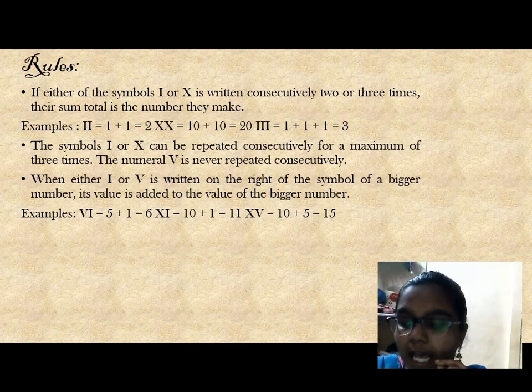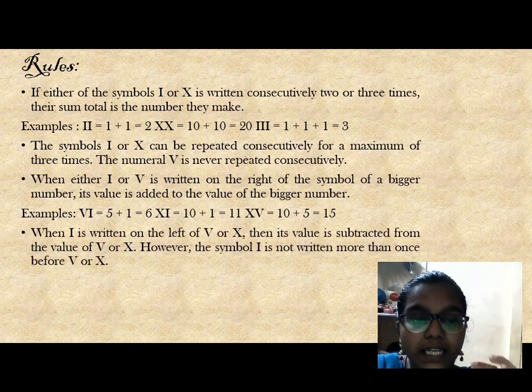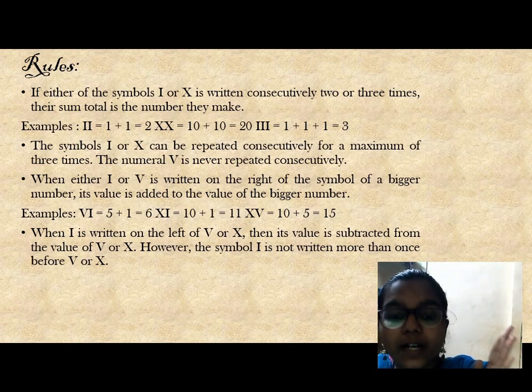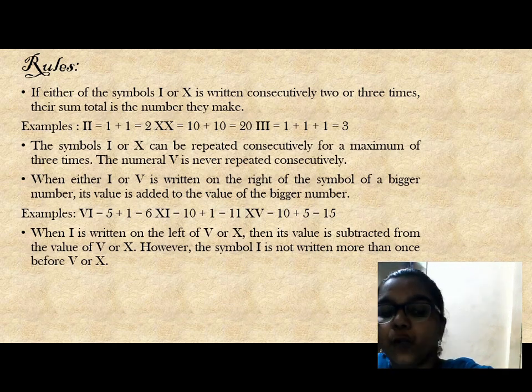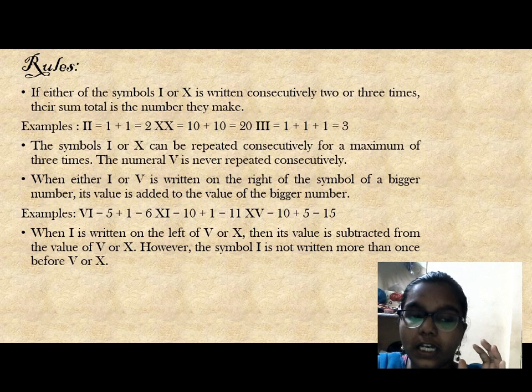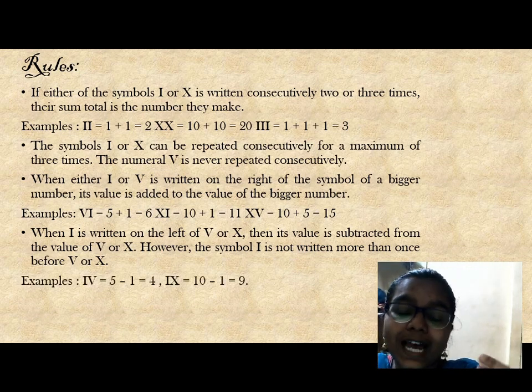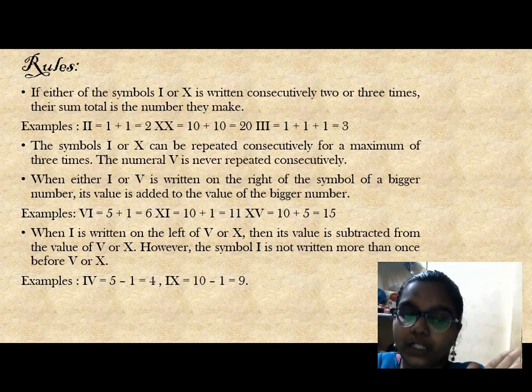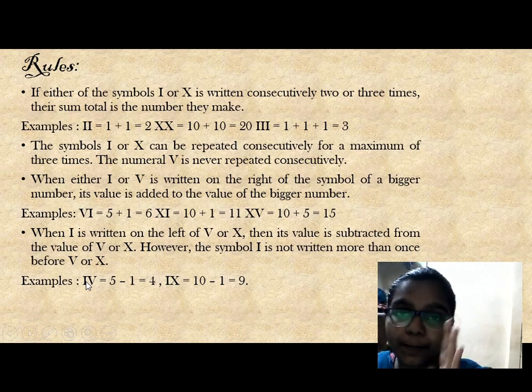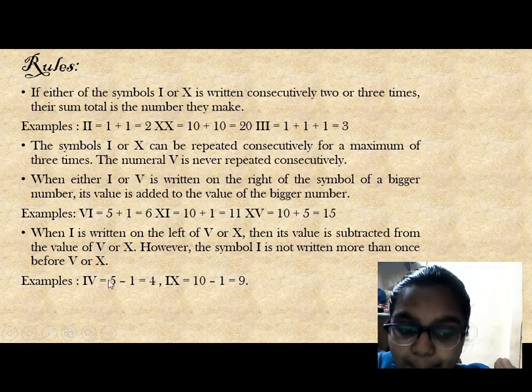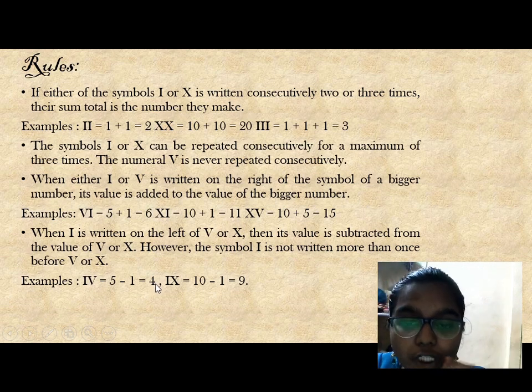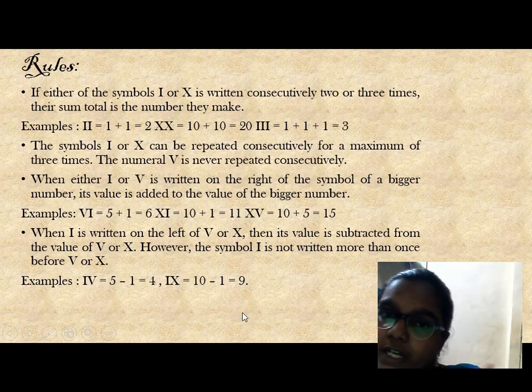So if I add I next to V, it adds up to the value and becomes 6. And the fourth rule is when I is written on the left of the V or X, then its value is subtracted from the value of V or X. Here I can give an example of adding I left of the V. Remember, always on the left side you have to subtract. So if I add I left of the V, then it gets subtracted and becomes 4. Also remember I is not written more than once. In rule number 3, you can add I 3 times, but in rule number 4, you can't add I more than once.